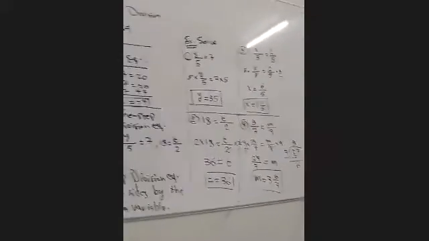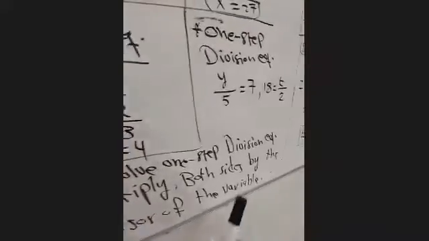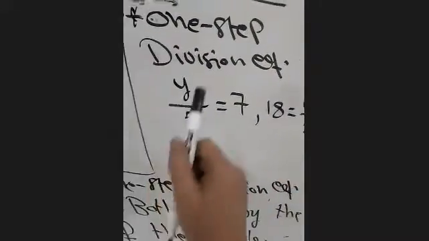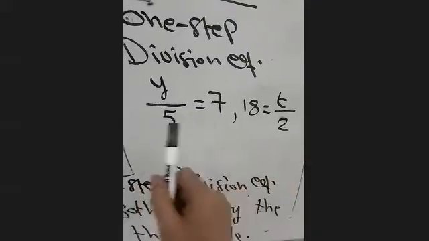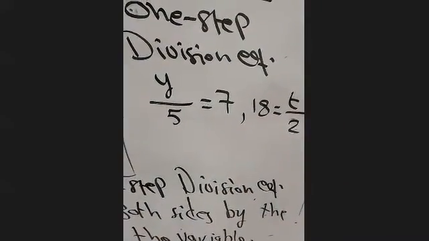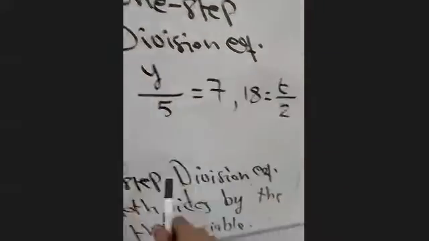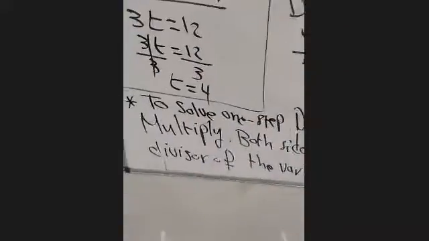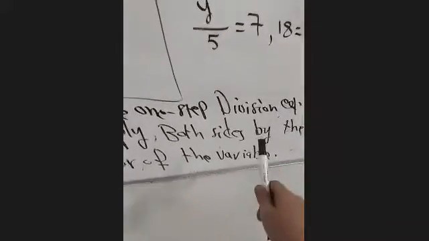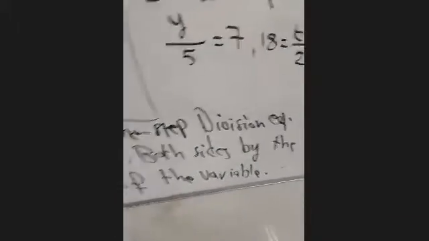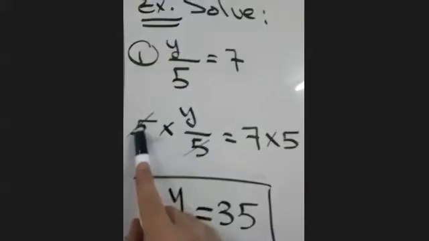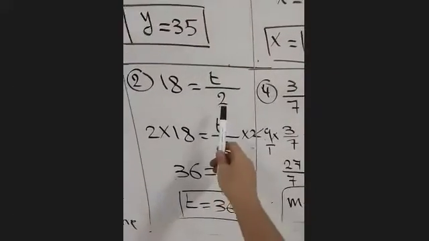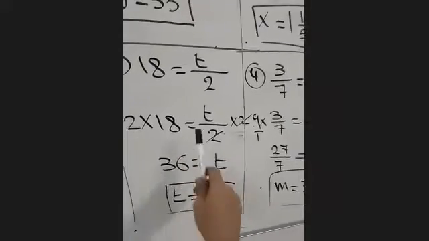Let's revise what we did until now. A one-step division equation is an equation with a division with the variable, like these four forms. The 5 we call the divisor of the variable. The 2 we call the divisor of the variable. To solve this in one step, multiply both sides by the divisor of the variable. Here, the divisor is 5. I multiply both sides by 5, then simplify. Here, the divisor is 2. I multiply both sides by 2, then simplify.